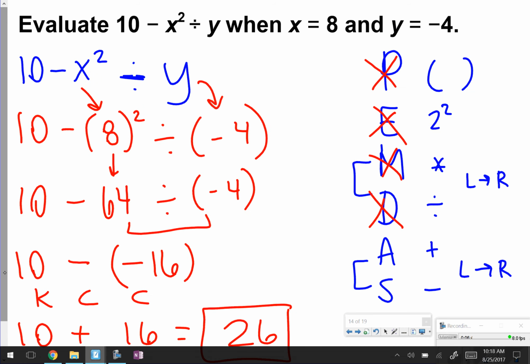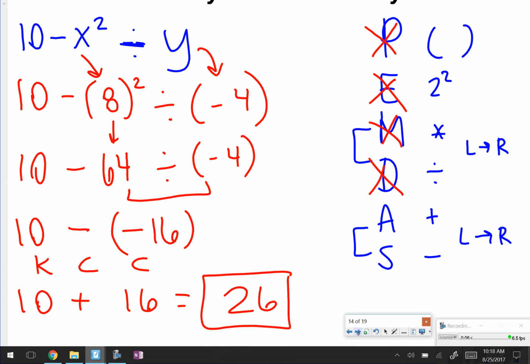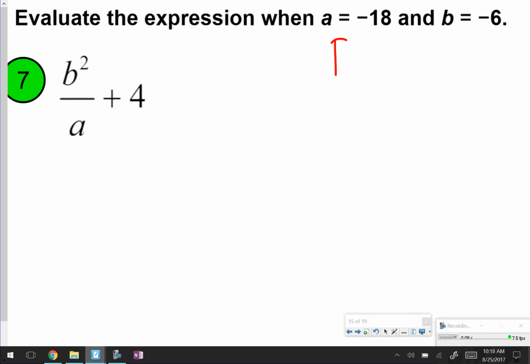Okay, so essentially all you do when you evaluate these kinds of questions is plug in what x and y are, whatever your variable is with the number, and then solve using order of operations. Go ahead and try this one by yourself. You're going to pause the video, try it by yourself, and then click play once you're done.